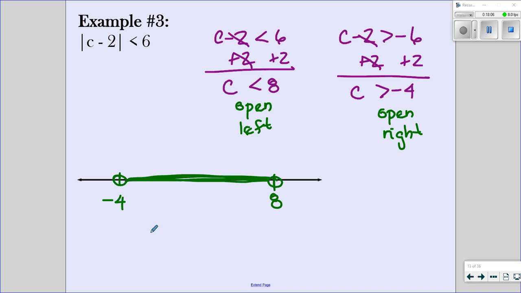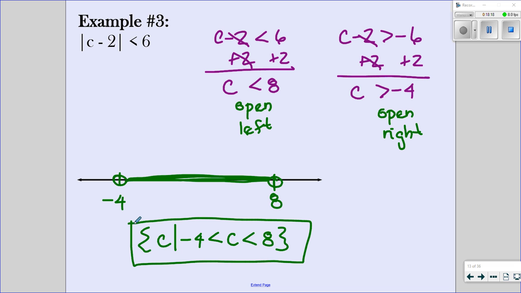I don't know what I was thinking. So let me write what I had to write. So it's -4 less than C, which is less than 8. Okay, so that is the answer.